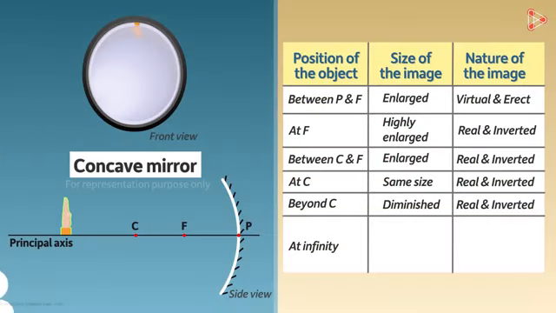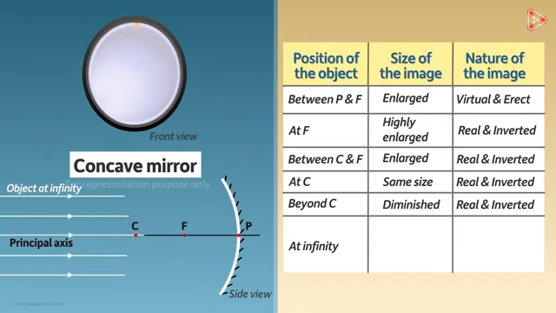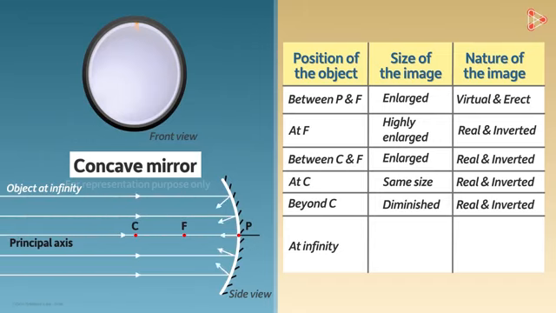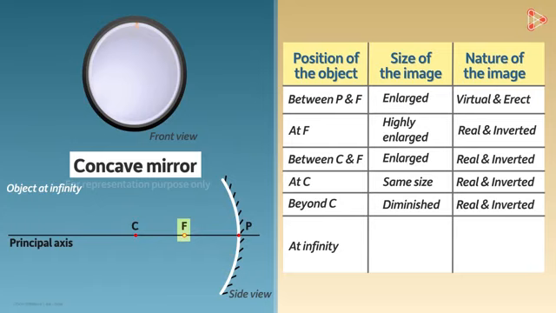Similarly, if any object is kept infinitely far away from the mirror on the principal axis, all the rays from it can be thought of as travelling parallel to each other. After reflection, they will all converge at the focus. And the image of that infinitely far away object will be formed at this point. Yes, this is a point-size image. It's a highly diminished image and it's also a real image.